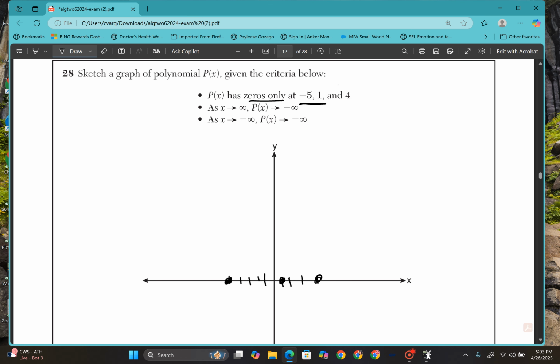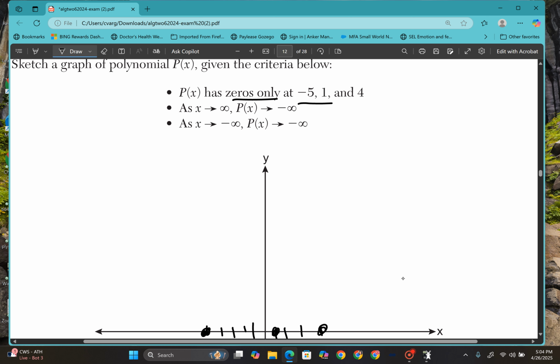This next part tells us as x approaches infinity, remember x is left or right, so as we go to the right, our p of x, or our y, is going to negative infinity, which is down. So as we go to the right, our y is going down. As we go to the left, toward negative infinity, our y is also going down. So it's going to look something like this.